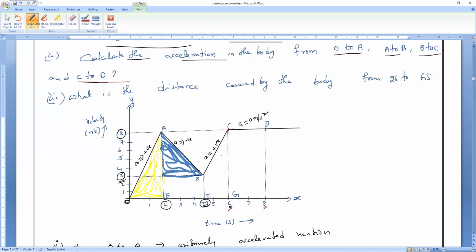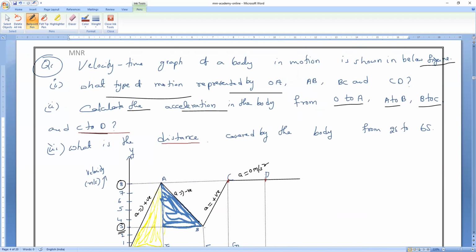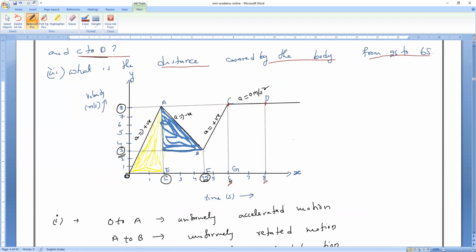Next question, what are they asking? Check it, everybody. What is the distance covered by the body, from where to where? Sir, 2 seconds to 6 seconds. So 2 seconds to 6 seconds means from where to where? From here to here, A to C. A to C fully. I'm going to highlight it. Entire we have to find that.